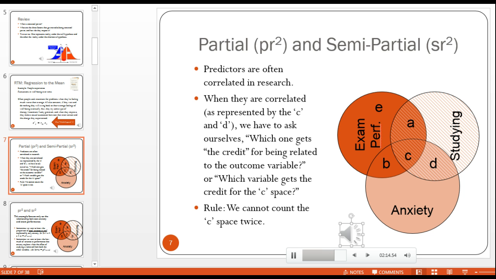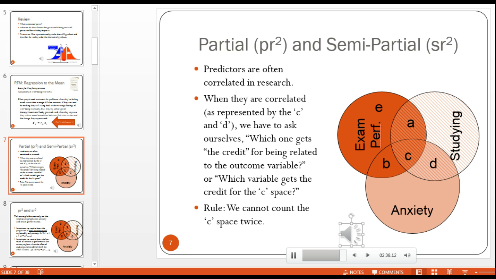So what if we wanted to know the degree to which anxiety and performance are related, and we want to take into account how much studying was done? So in that case, we're looking at trying to figure out that B portion. So the purpose of the next couple of slides is to figure out how to do that, and there are a couple of different ways to do that.